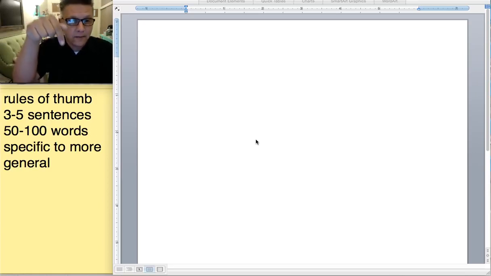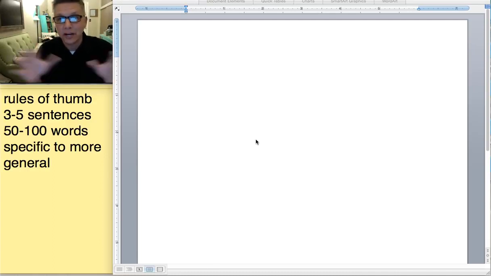Well, first of all, right down here, you can see there are some rules of thumb. A rule of thumb is a saying which means it's a general principle that you should keep in mind, but there are some exceptions to the rule. So first of all, at the end of your essay, 3 to 5 sentences is what your conclusion should be. No less, but probably not more than that. And that will run you about 50 to 100 words, and it should go from specific to general. So let's talk about what that means exactly.